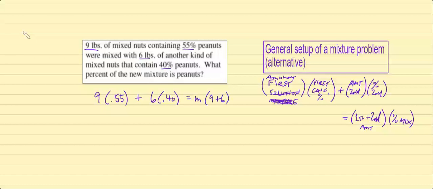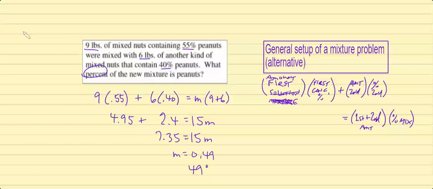So 9 times 0.55 is 4.95, and 6 times 0.40 is 2.4, and that equals 15M. Now we combine 4.95 plus 2.4, and that gives us 7.35 equals 15M. We divide by 15 on both sides, and we get M equal to 0.49. They ask us for percent, so we multiply by 100. So the answer is 49%.